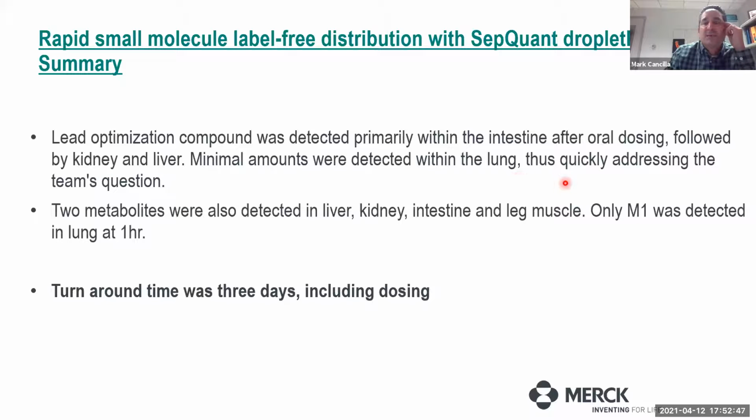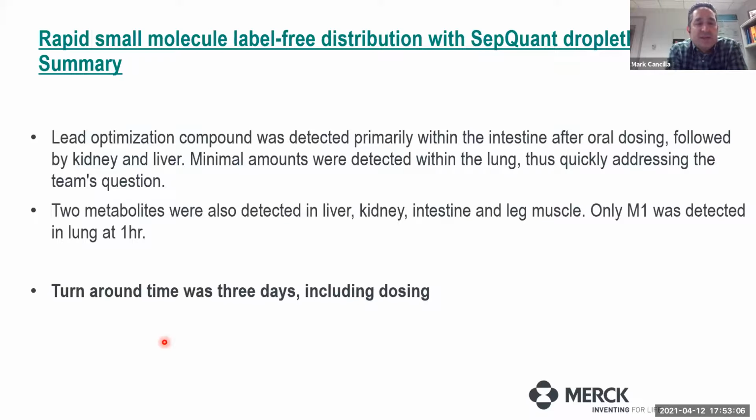And this really helped address the question quite quickly. We're able to identify 2 metabolites in the liver and also within the kidney, intestines, and the leg muscles, with only the M1 being detected in the lung, but at very low levels. But this is the key message I wanted to get across, was the turnaround time.